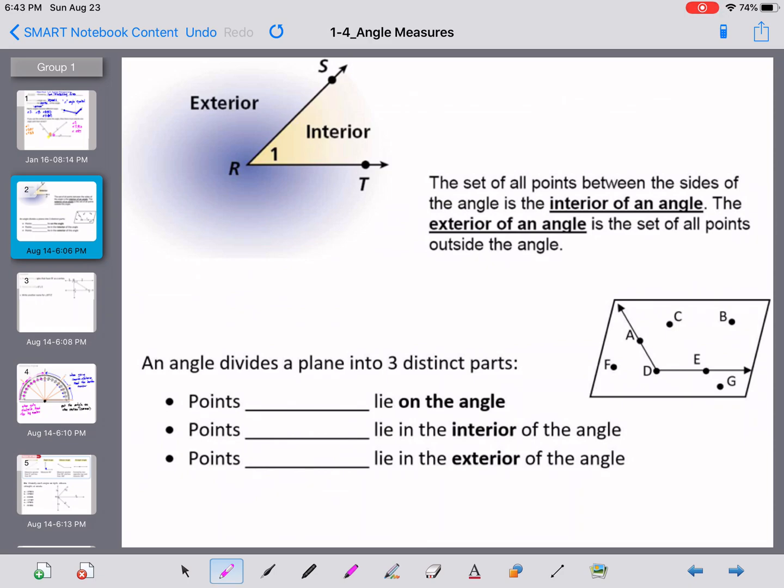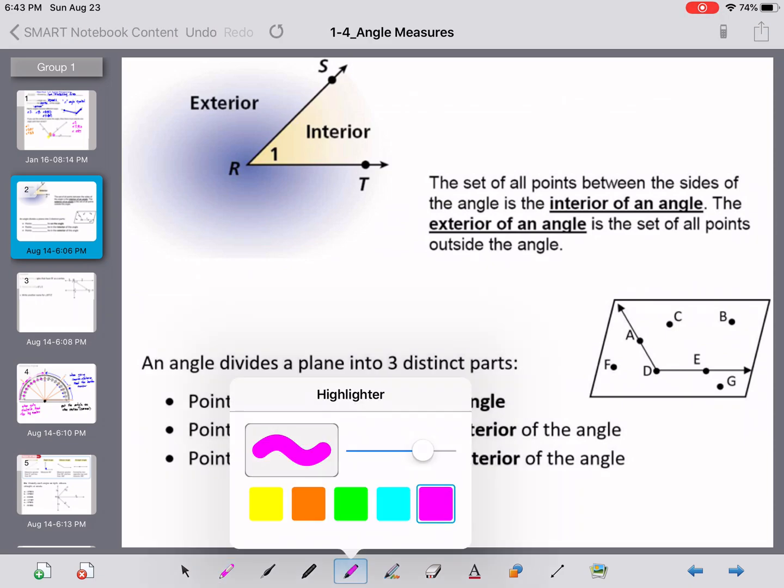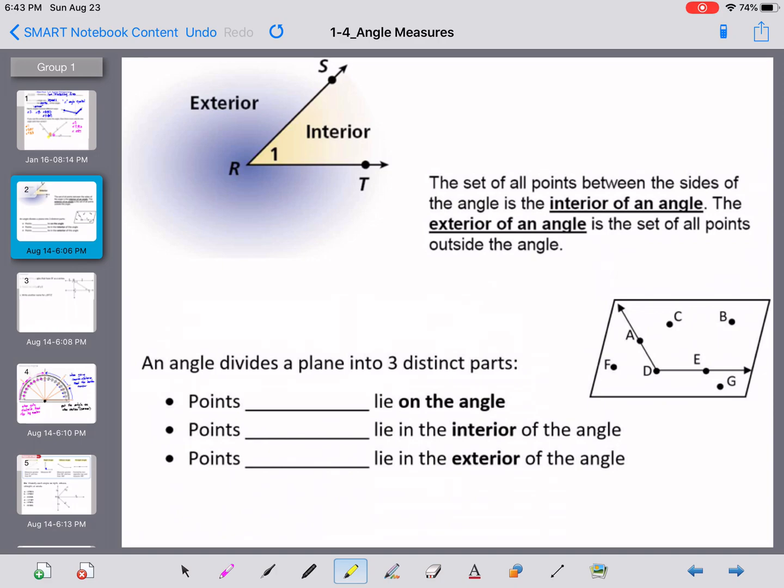We can talk about the interior of an angle, and we can talk about the exterior of the angle. The set of all points between the sides of the angle is the interior of an angle. So that's this yellow highlighted area. If you think about an alligator closing its mouth, anywhere its mouth is going to close will be on the interior of that angle. Everything else on the outside is the exterior of the angle.